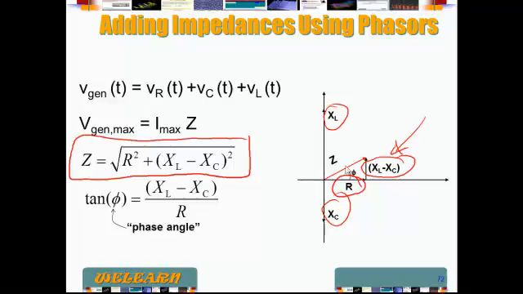So what's the phase angle? It's just the inverse tangent of the opposite over the adjacent, the inverse tangent of (XL minus XC) over R. That's the way we get that.